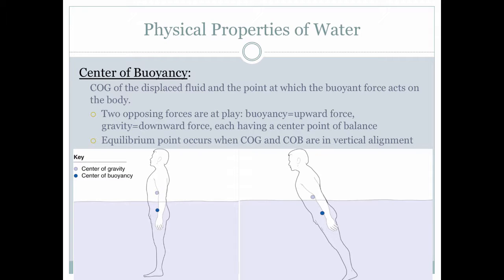So our center of buoyancy, like the center of gravity, is the center of the displaced fluid and the point at which the buoyant forces act on the body. So these are two opposing forces. Buoyancy is an upward force, whereas gravity is a downward force, and each has its center point of balance. So you get equilibrium when they're in vertical alignment. Whenever you're upright, you have an equilibrium point because the center of gravity and buoyancy are vertical, but as you start leaning forward or backward, you start losing that.